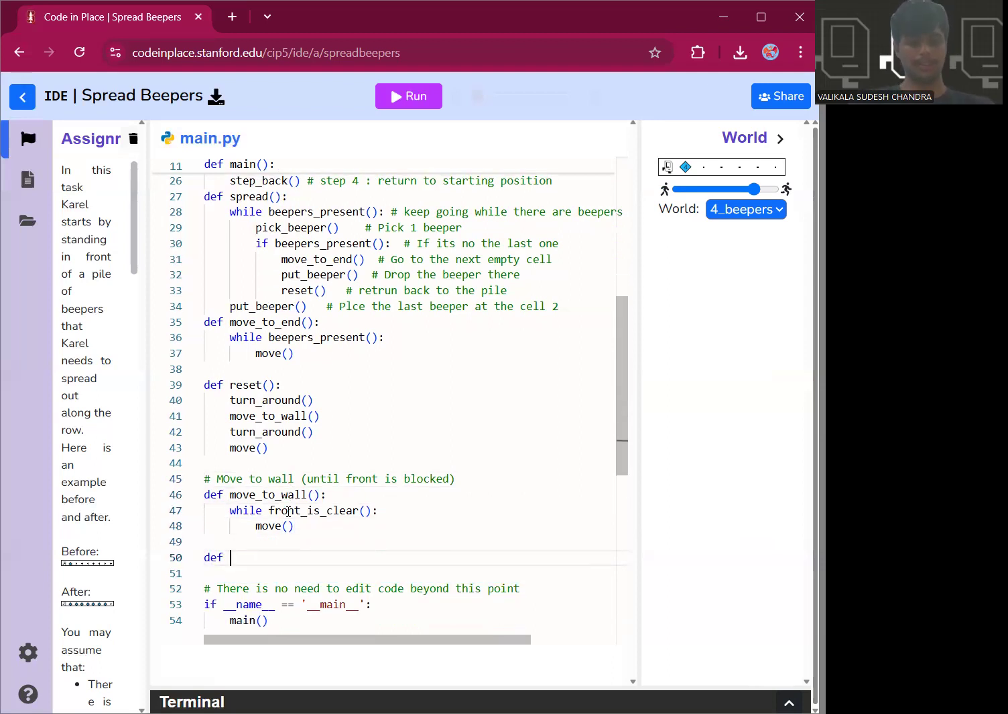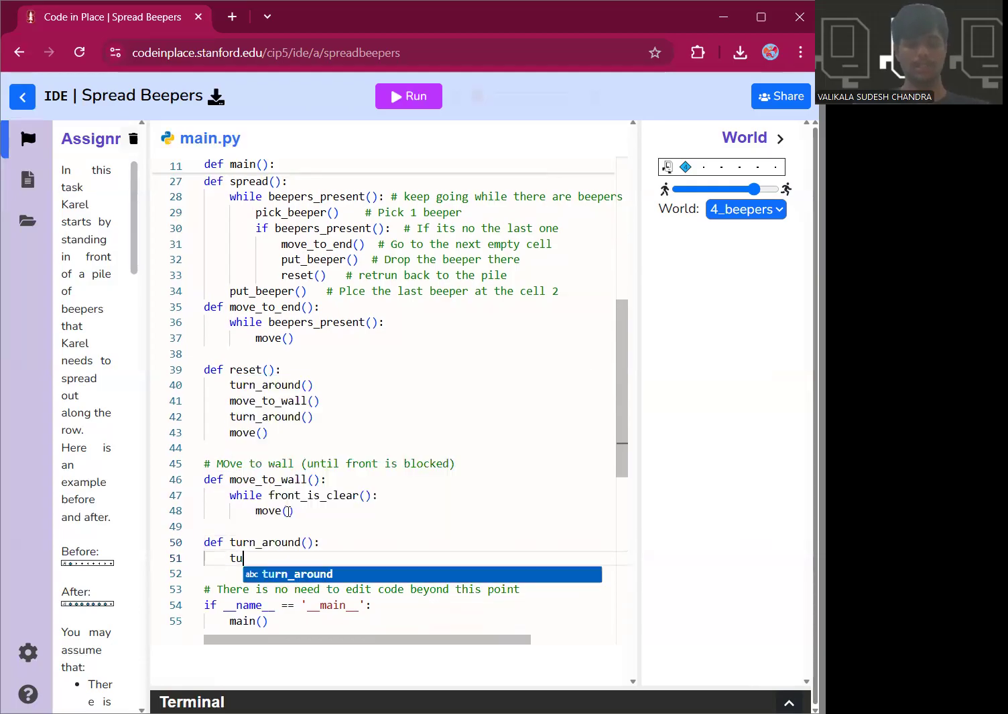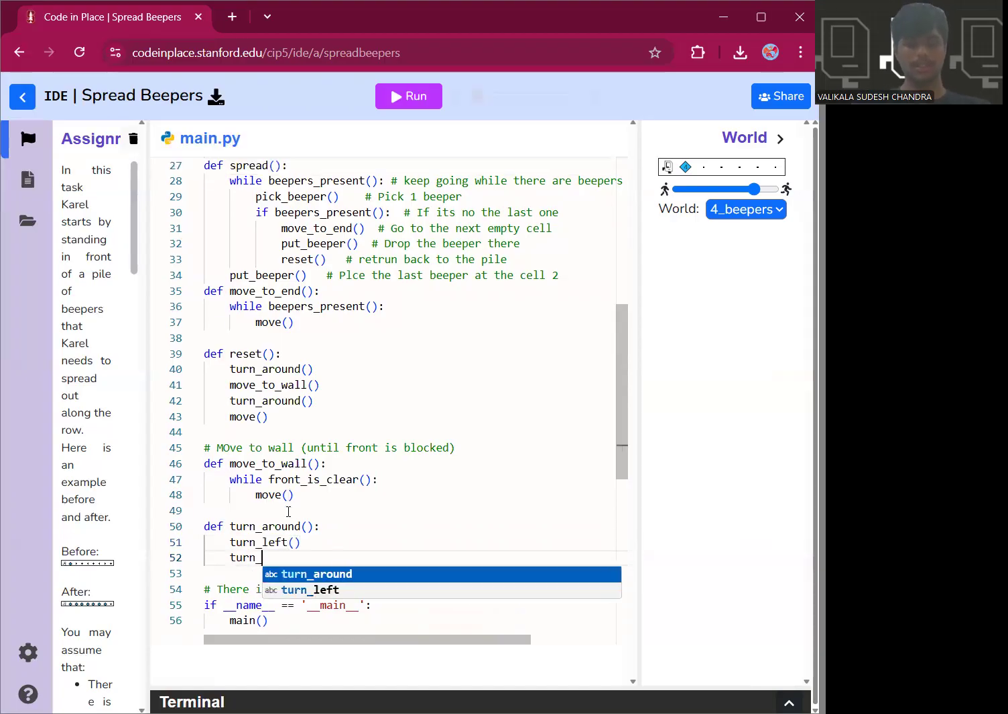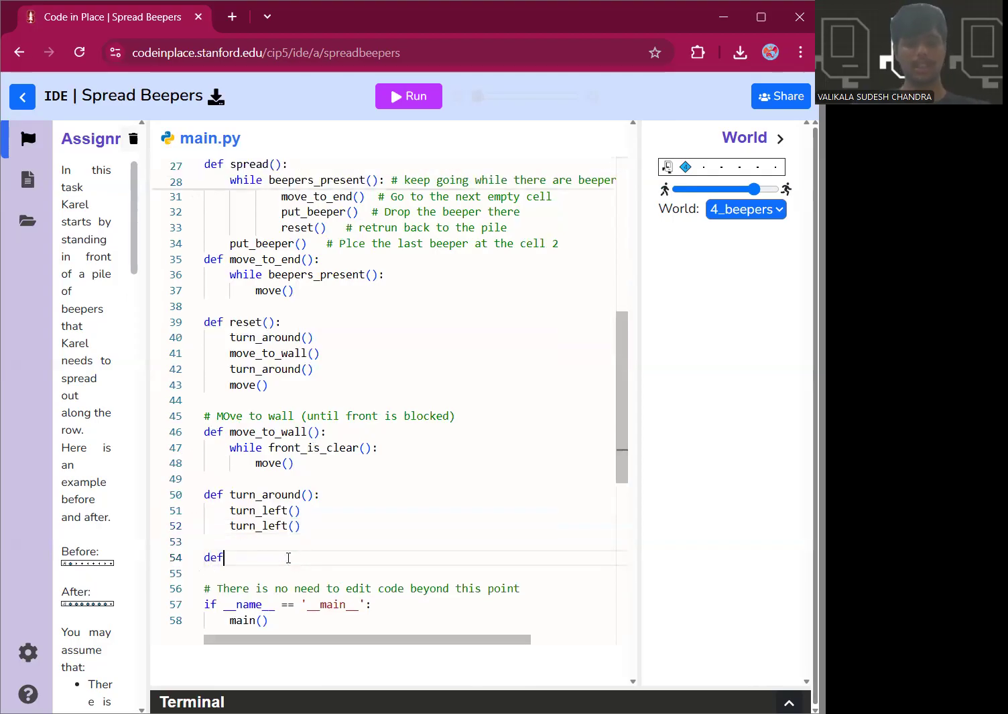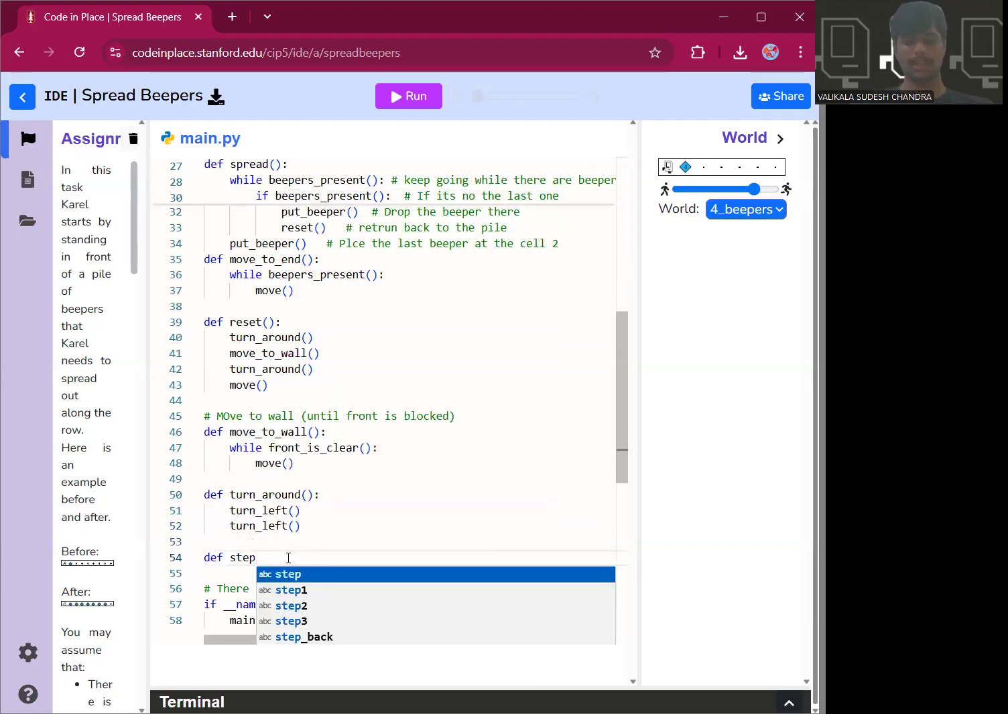Now def for turning around, what we have to do is just rotate it two times left. That is turn left, turn left. We don't have to worry about the turn left function. It is a built-in function. So after that, step back.